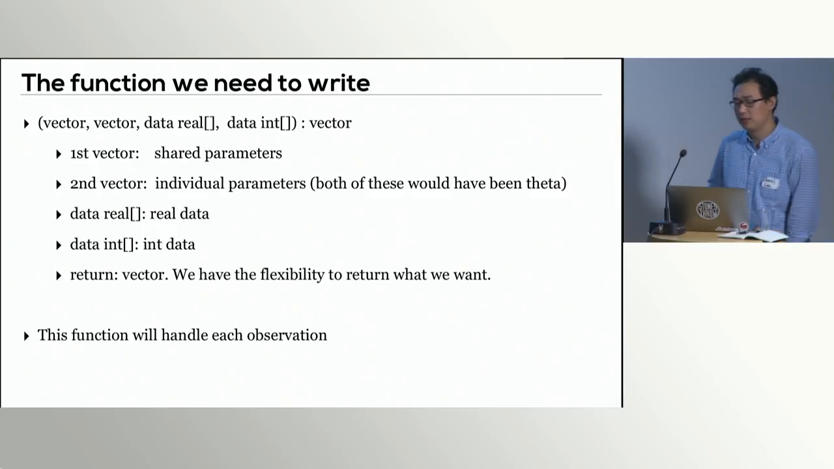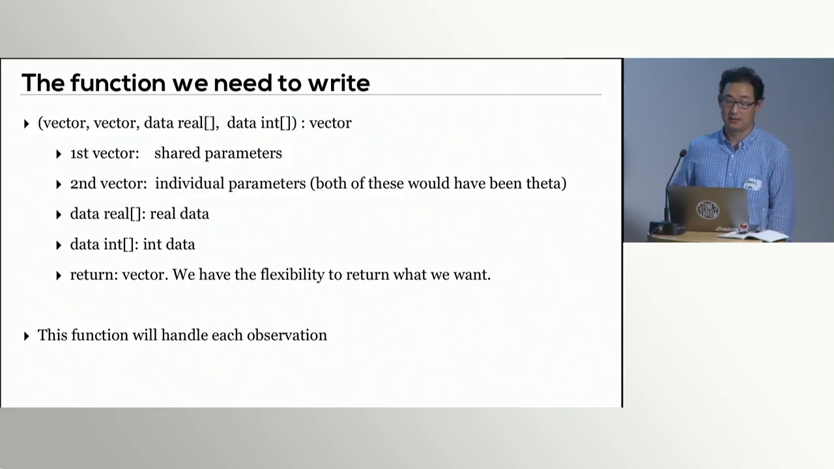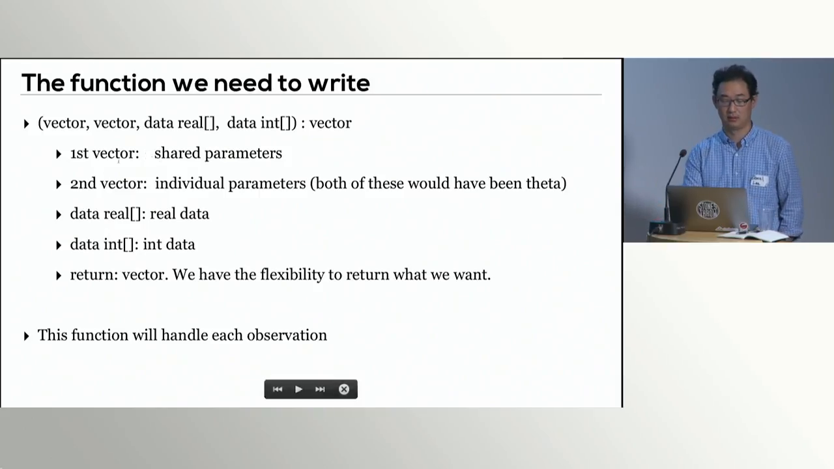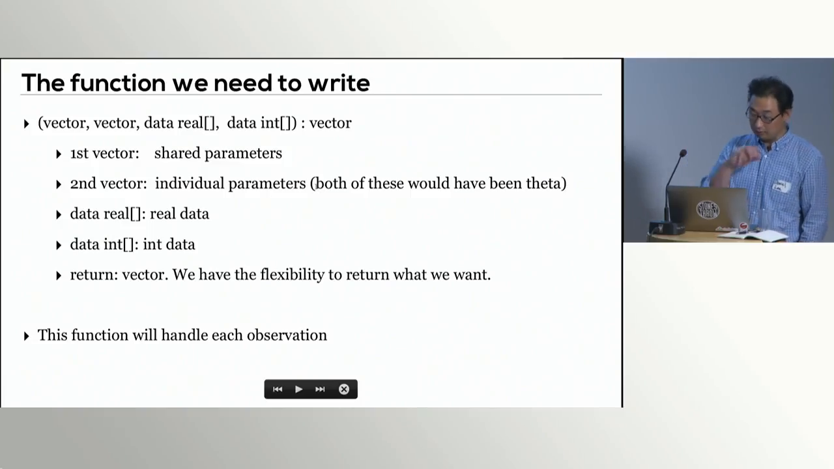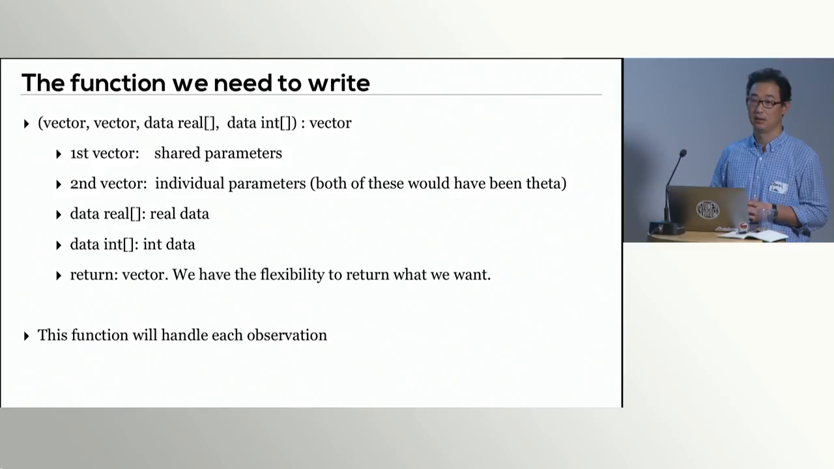So the function that we need to write for the observational unit has this function signature. And just like the ODE function, it has to match this. There's no other option. The first is a vector, and that's going to be shared parameters across all the computation. We'll walk through that a little bit. The second vector is the individual parameters. In the ODE, both of these would have been included inside the theta argument. So what we're doing is breaking up the theta into things that are shared and things that are per individual.